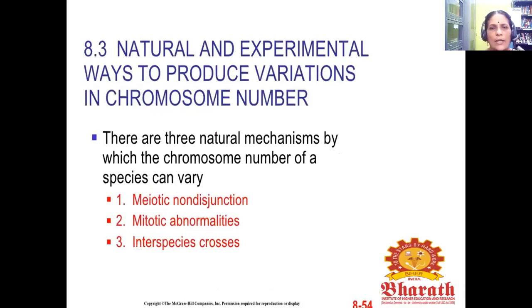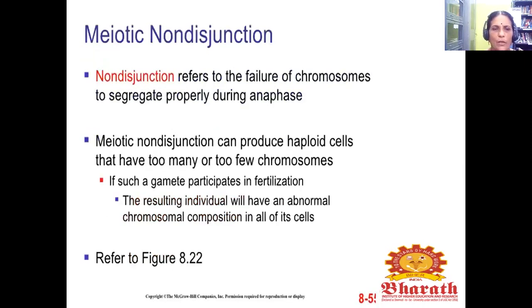Next is natural and experimental ways to produce variation in chromosome number. There are three natural mechanisms by which the chromosome number of a species can vary. First is meiotic nondisjunction. Second is mitotic abnormalities. Third is interspecies hybridization. First, let's look at meiotic nondisjunction.